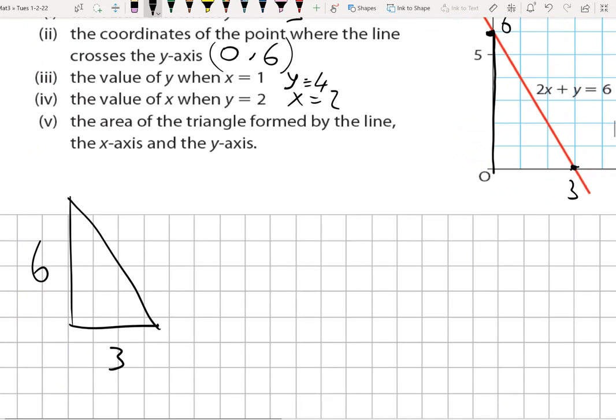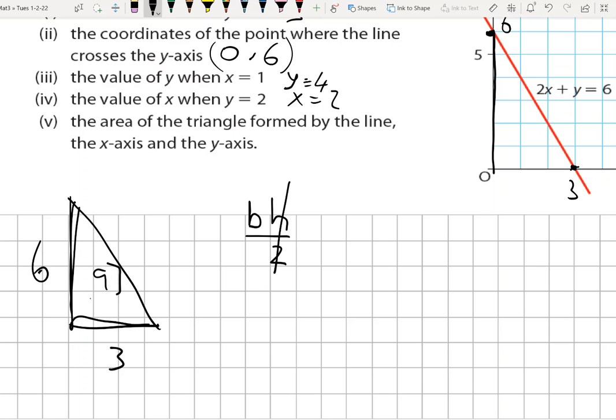The area of the triangle formed. So we're taking the area of this triangle here. So we have the base and the height. Base times height over 2 is the formula. Now let's take the height over 2, which is 6 over 2, which is 3. 3 threes is 9. Square brackets indicate that I'm talking about area.